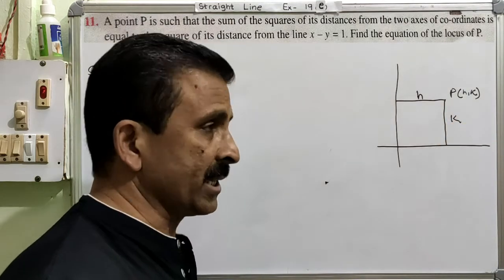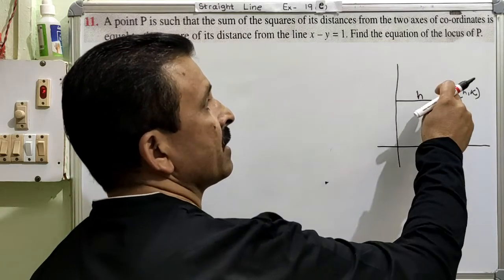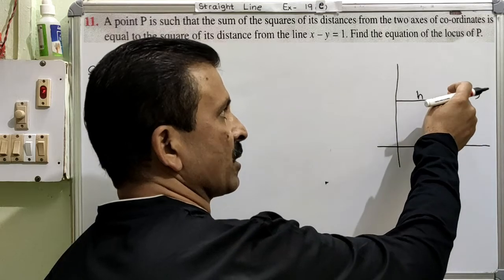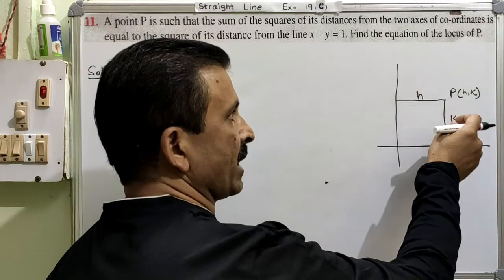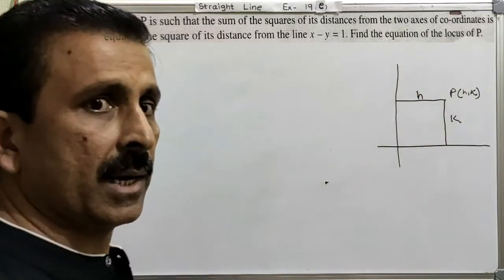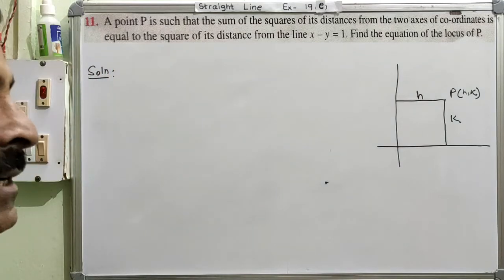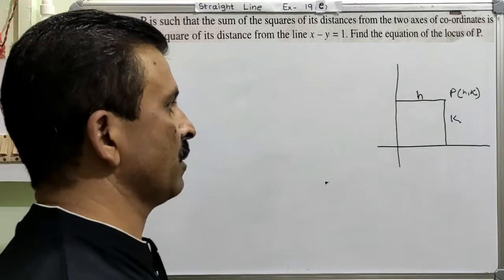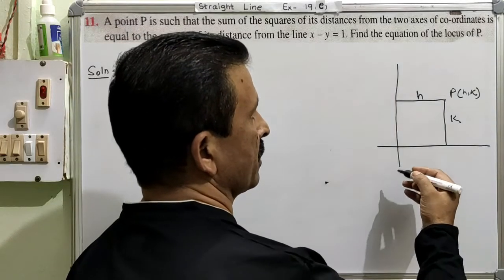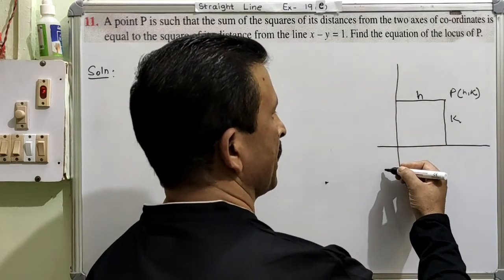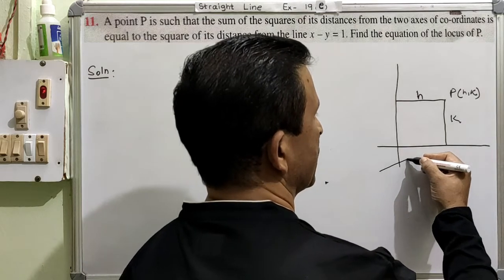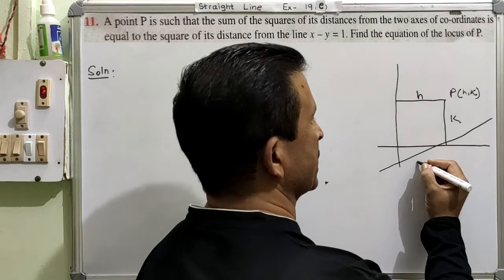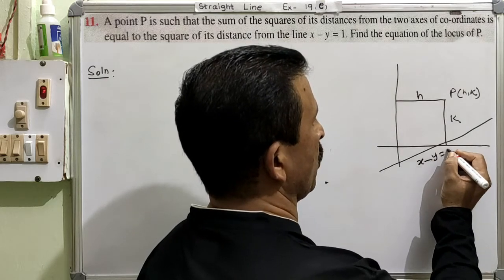Now, according to the question, the first part says that the sum of the square of the distances of this point from the x-axis and y-axis is equal to the square of the distance from the line x minus y is equal to 1. Now the second part of the question: let us have one line, and this line is x minus y is equal to 1.